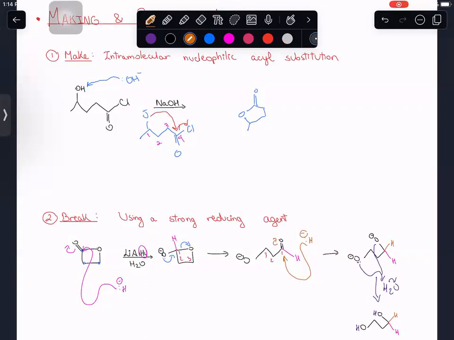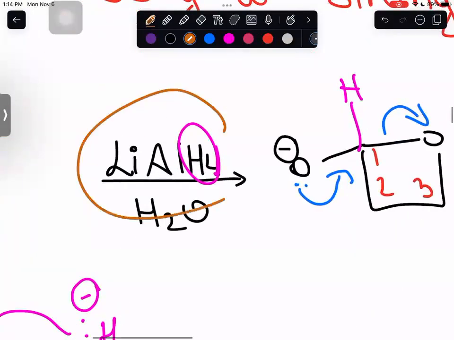Where's that other hydride coming from? The orange one? Yes. Basically you're just supposed to assume that you have excess of your reducing agent. Oh, lithium is in excess, so okay. Strong.